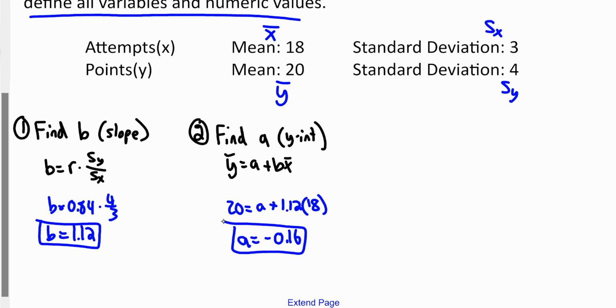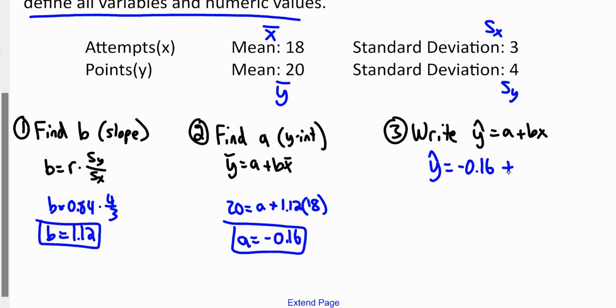And I can write the equation, which is step 3. Write the equation y hat equals a plus bx. So my equation will be y hat equals negative 0.16 plus 1.12 times x. There's my answer. So it takes a little bit of algebra to find the equation if you're given those summary statistics, but it's not hard algebra. It's just some plugging in and using a formula.